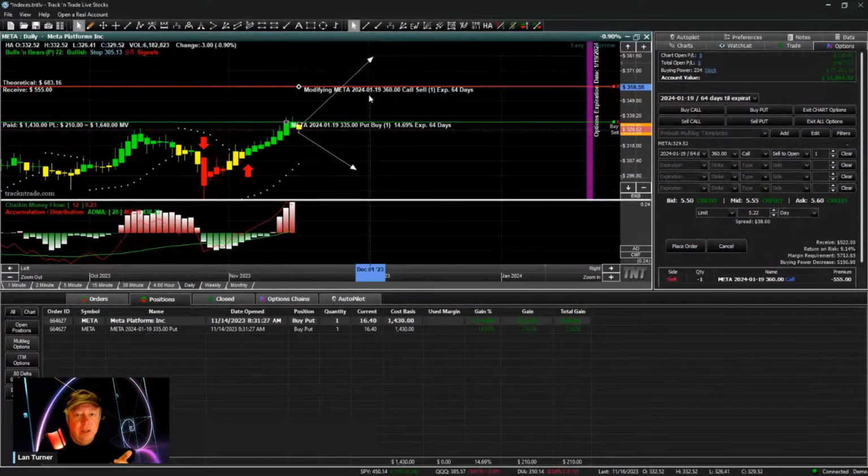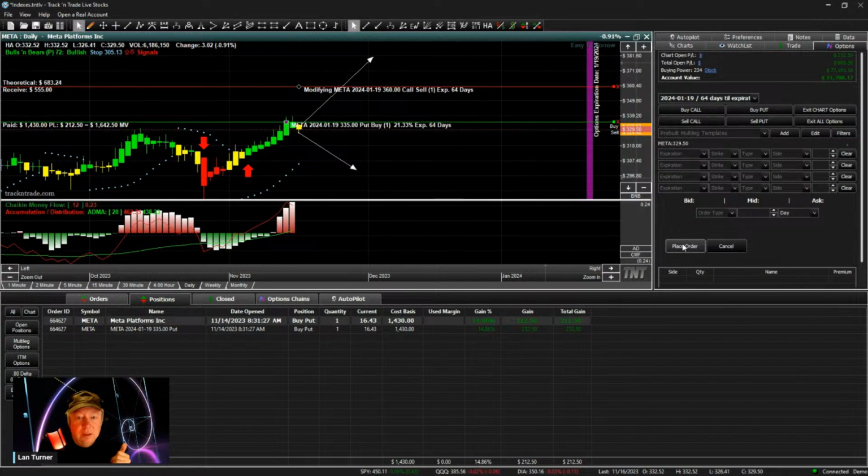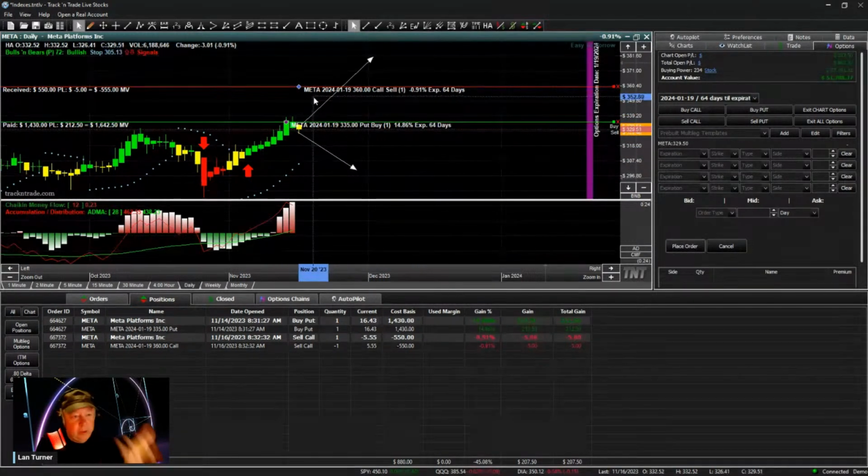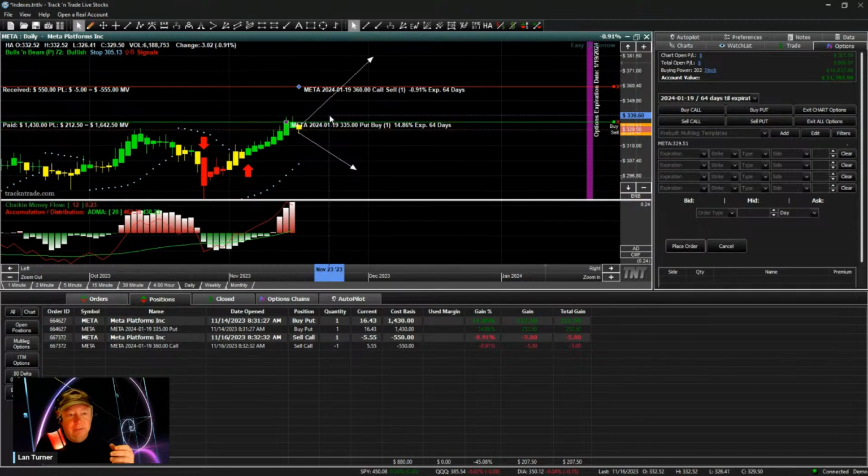So we're going to go ahead and sell this one for $550. Let's go ahead and see if we can get into this one. And we did. Okay, so we did it. We sold it for $550. We just made $550. Now, we still owe $550 too.